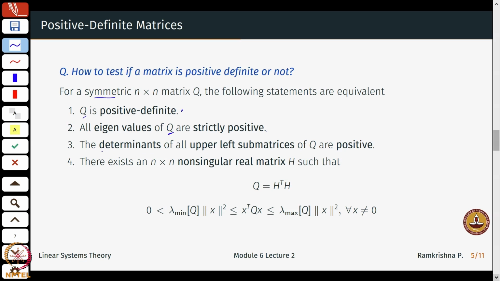Okay. Not only that, another way of testing is that the determinants of all upper left submatrices of Q are positive. So, let us say I am just looking at a matrix of 3 cross 3.